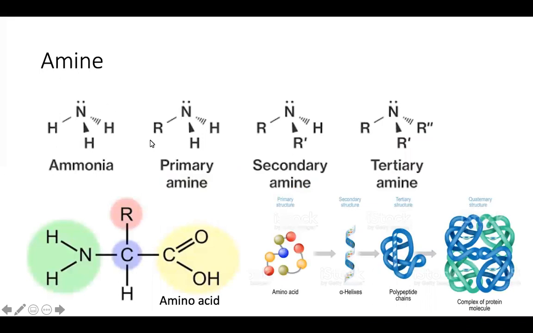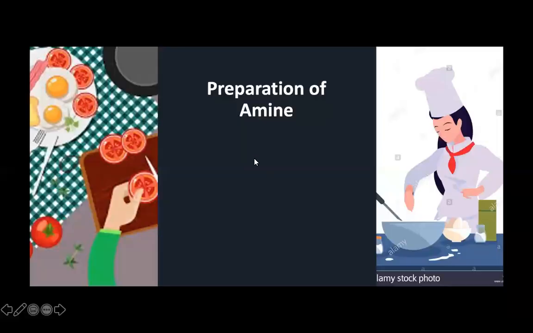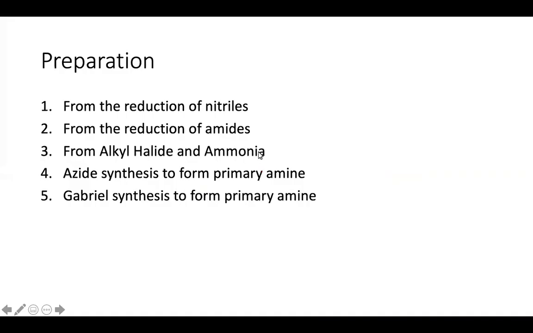Amine. So how do we make amine? Amines are so important. We need them for our survival. We need to make amino acids. Amino acids are required to make proteins in our body. So there are 5 ways of making amines.